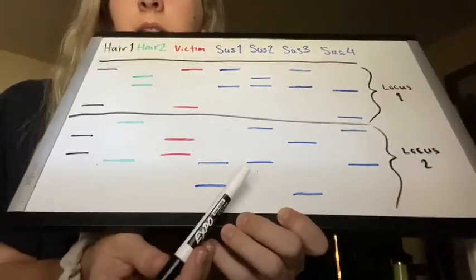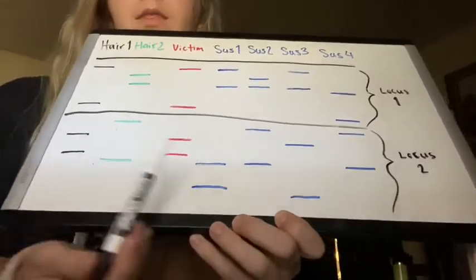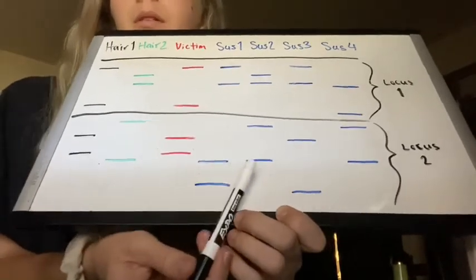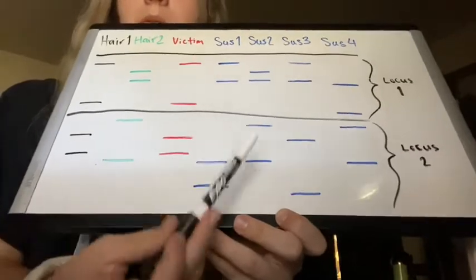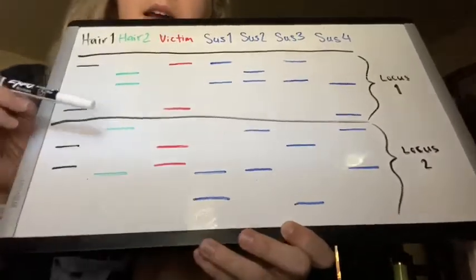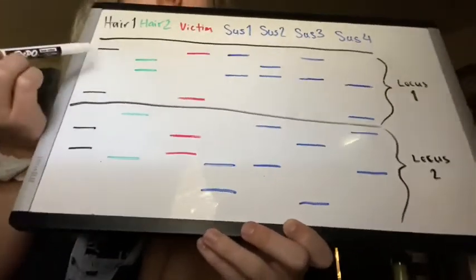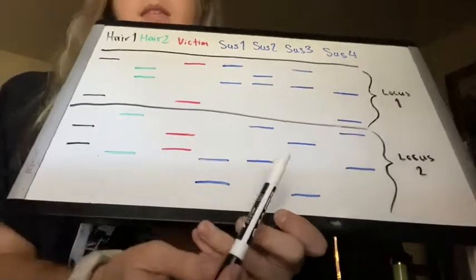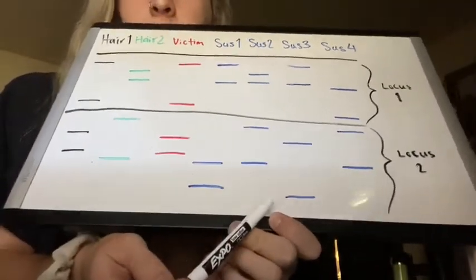Suspect 2, you can see it matches with 1 allele on hair 1, not the other though, so we can rule out hair 1, and it matches with both on hair 2. So suspect 2, in both locuses, you can see that they're identical, so most likely hair 1 is the victim's and hair 2 is the suspect's. And for the rest of them, you can see that they don't match up correctly.